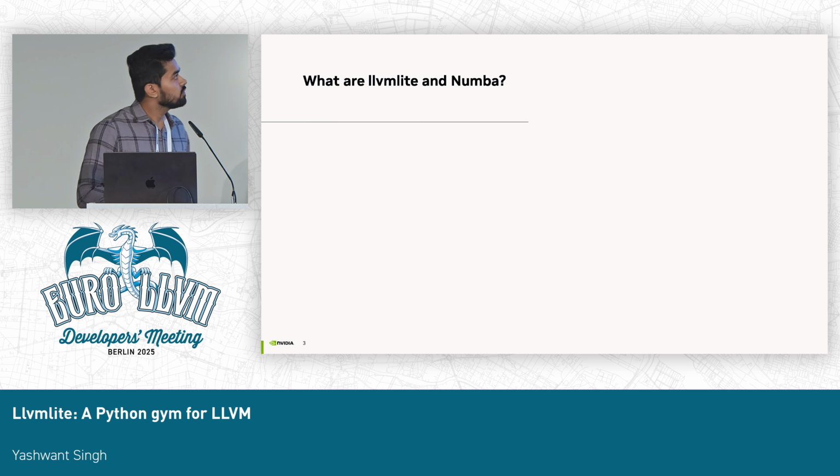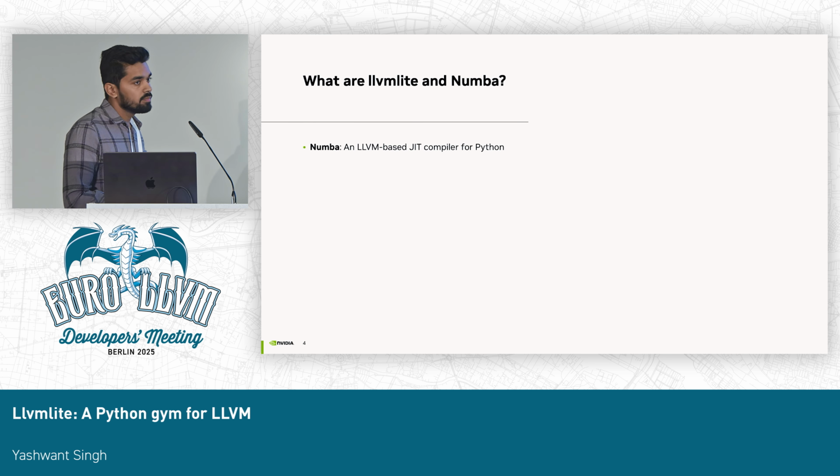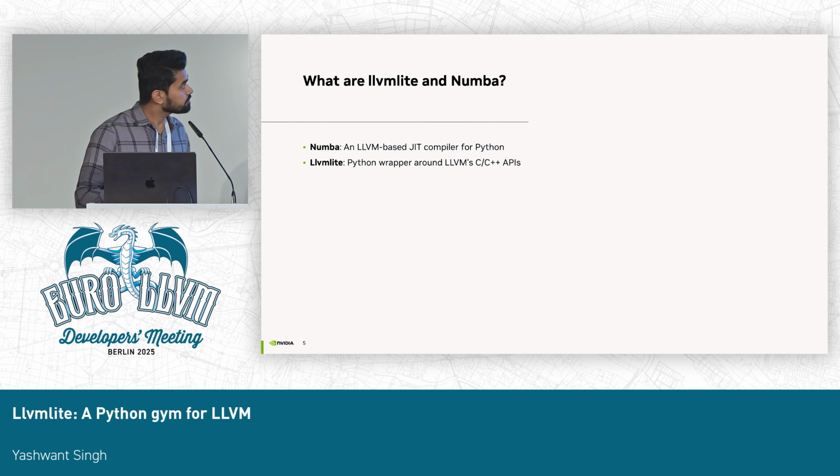Okay, starting off with what exactly are llvmlite and Numba. So Numba is an LLVM-based JIT compiler for Python. It is used widely to speed up your Python code by a factor of 100x to even 1000x. And the way it works is, Python is an interpreted language, and Numba tries to bypass the Python interpreter, and instead of relying on the interpreter, it JIT executes the Python code using LLVM's JIT execution engine. So it lowers Python to LLVM IR, optimizes it, and then executes it on the machine.